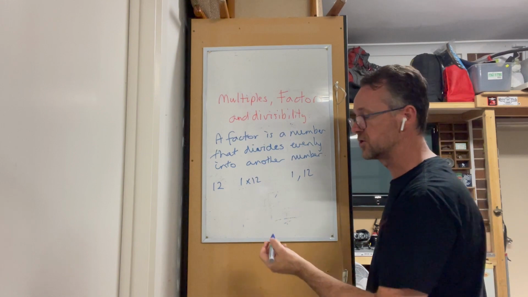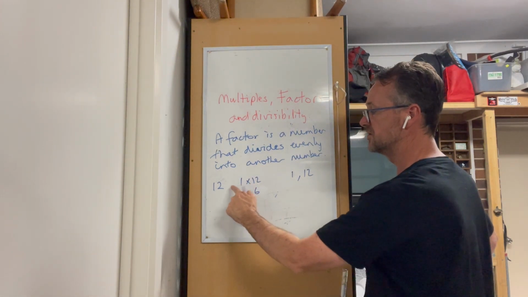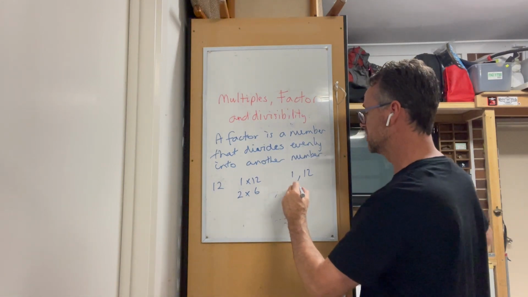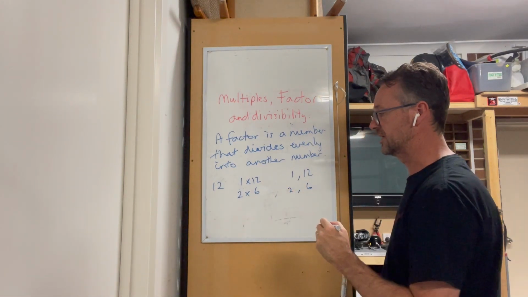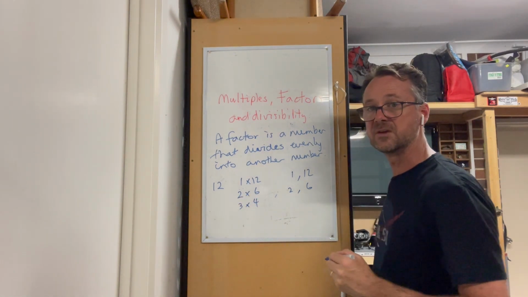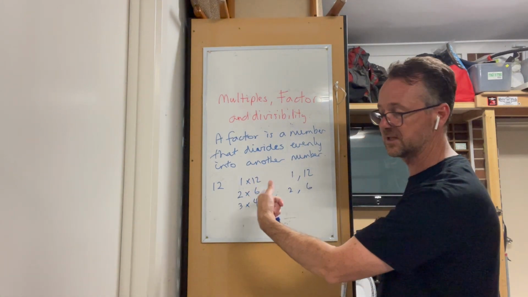What other numbers go into 12? Well, we know that 2 times 6 gives us 12, so 6 goes into 12 evenly twice, and 2 goes into 12 evenly 6 times. So 2 and 6 are also factors. And then we know that 3 times 4 gives us 12, 4 goes into 12 evenly 3 times, and 3 goes into 12 evenly 4 times.